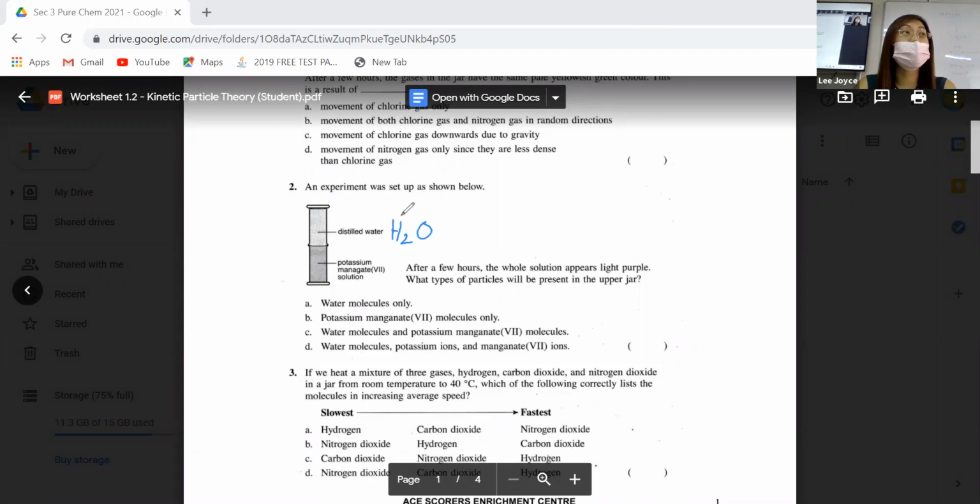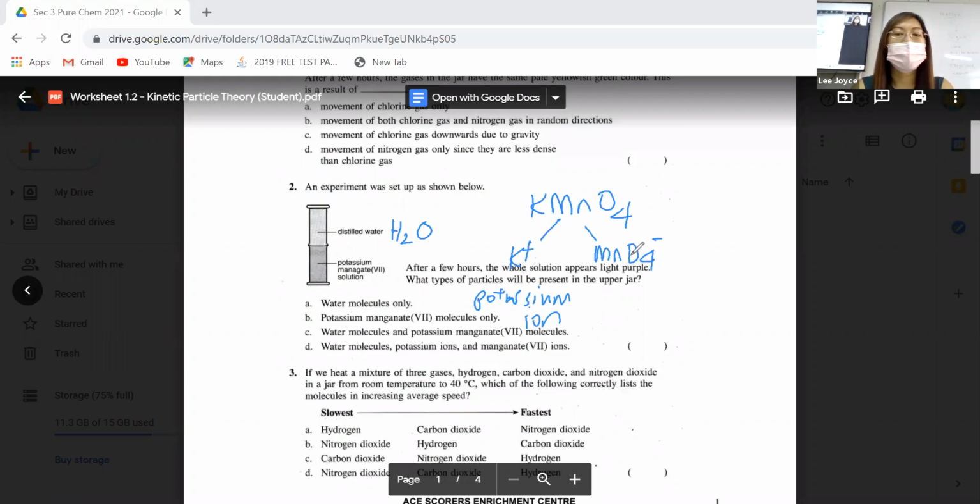Now in order to do these questions, you must know what are the particles that are involved in each of the solution. Now, what about potassium manganate 7 solution? Now, potassium manganate 7 solution has this chemical formula KMnO4. Right, and then this solution is made up of K plus ion and the MnO4 minus ions. So what is a K plus ion? K plus ion is known as potassium ion. Right, the potassium ion. And then the MnO4 minus is known as the manganate.